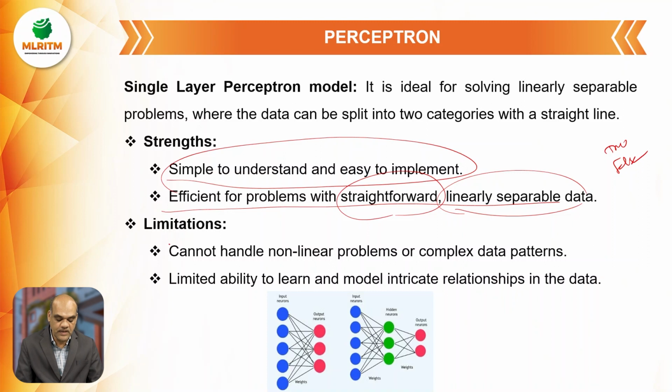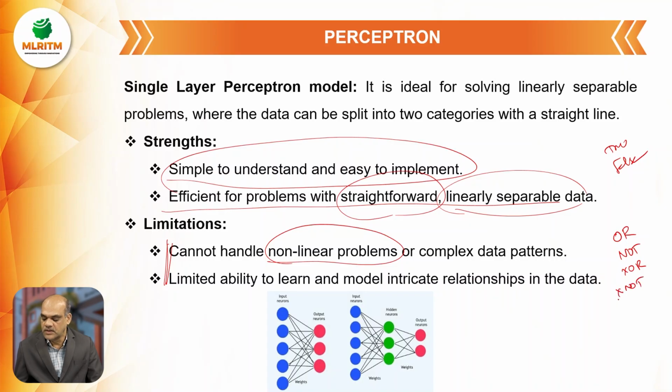But in the same manner, the single layer perceptron has some limitations also. It cannot handle non-linear problems. As we discussed in the previous lecture, the logical gates like XOR and XNOR are problems we cannot solve with the single layer perceptron, because these inputs are in non-linear format, and non-linear format will not be handled by the single layer perceptron. That is a difficulty in SLP: we cannot handle non-linear problems or complex data patterns.